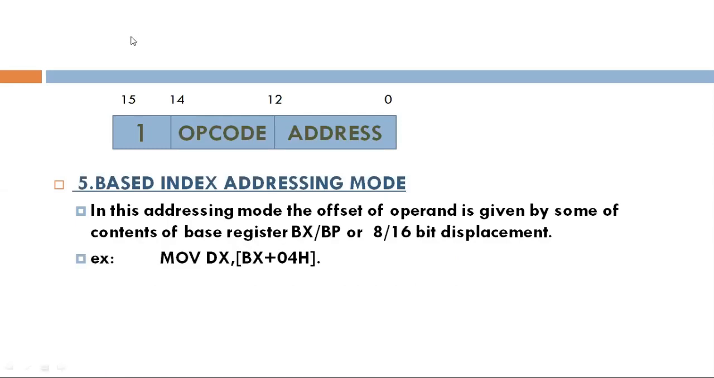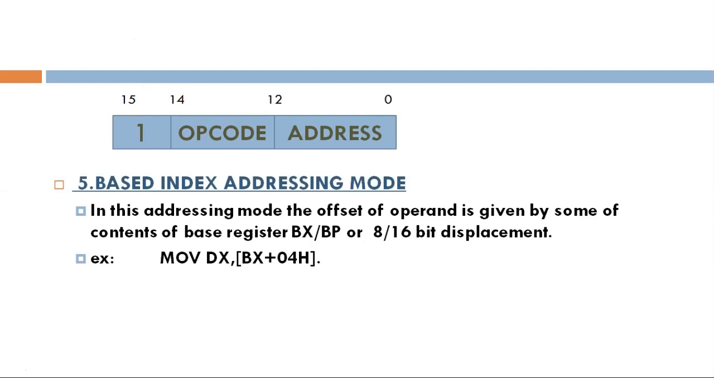So it is a register representation. Here 1 denotes it is indirect addressing mode, and then opcode and address. So in the address section, we are representing BX in square brackets.